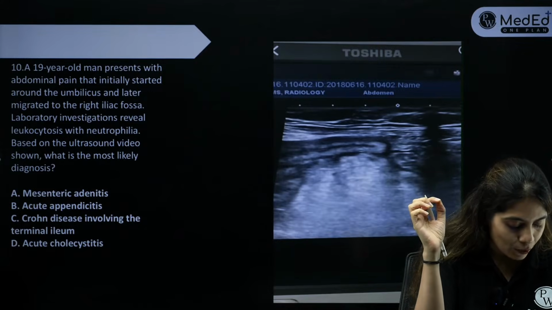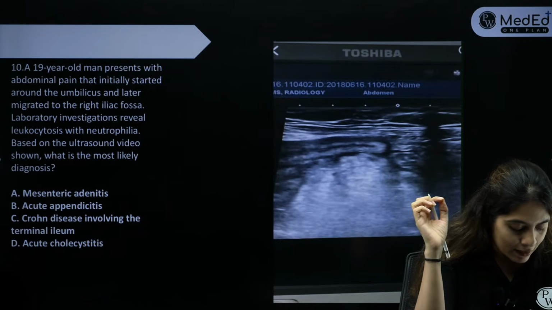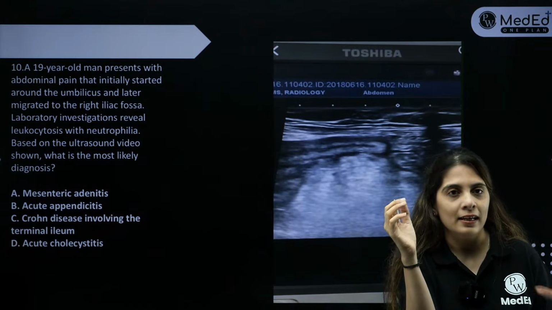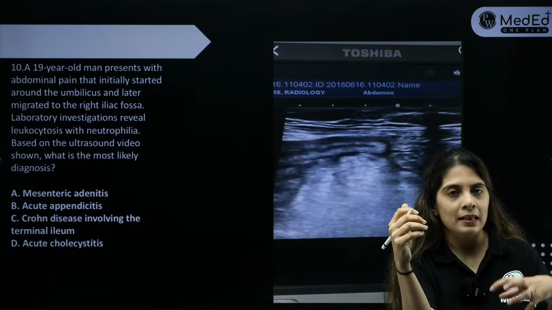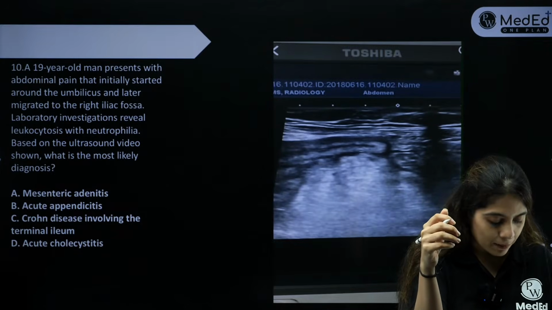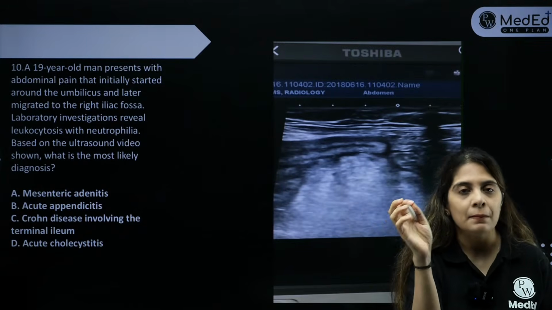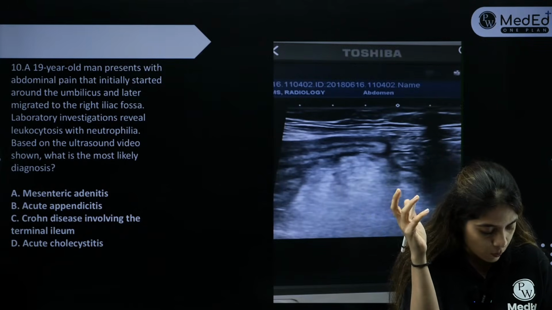So, a 19-year-old man presents with abdominal pain that initially started around the umbilicus and later migrated to the right iliac fossa. Again, a very straightforward history, umbilical pain radiating towards the right iliac fossa. Laboratory investigation shows leukocytosis, neutrophilia. Based on the ultrasound video, what is the diagnosis?